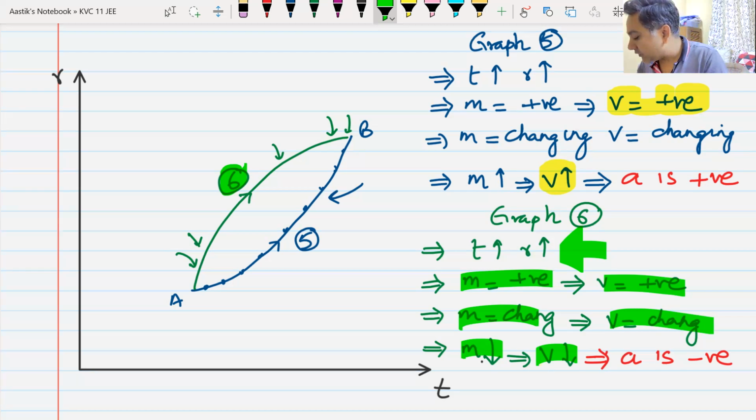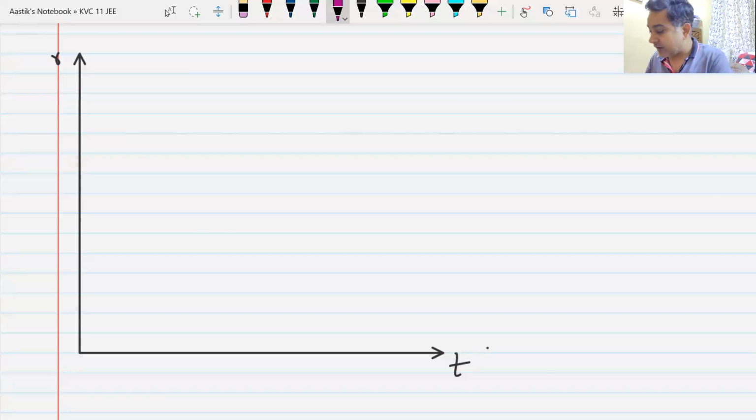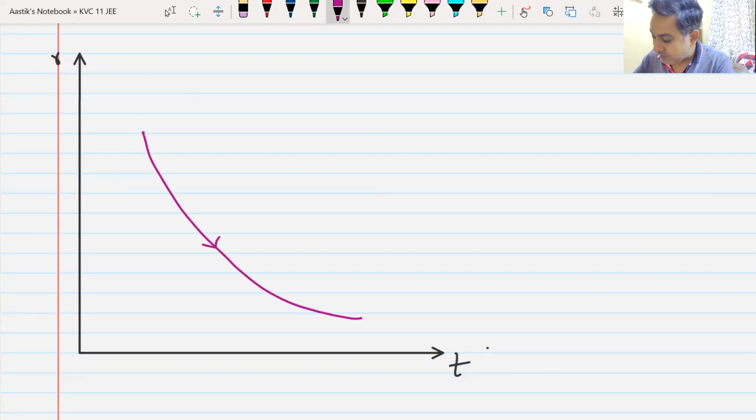The shape of the graph is already there. Next comes graph number 7. And how do I draw graph number 7? Everyone has drawn till graph number 6, yes or no? Graph number 7 looks like this. I move from A to B.